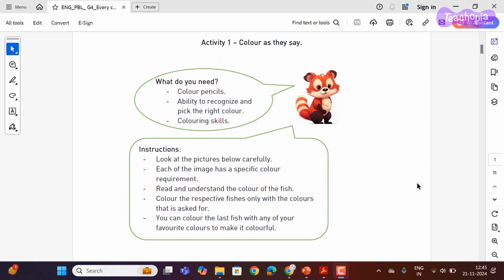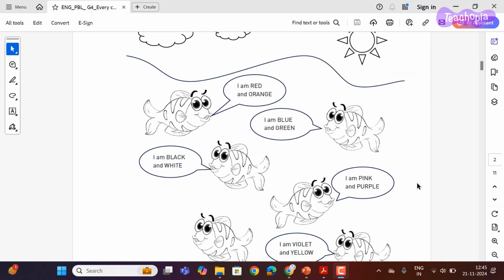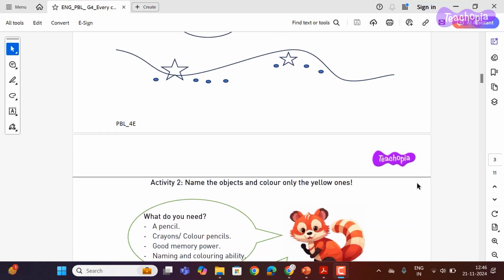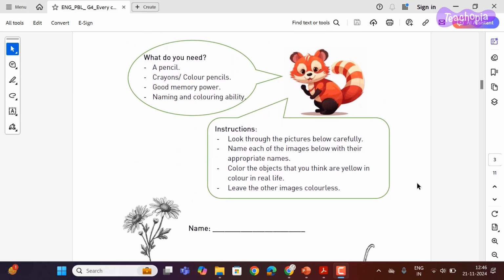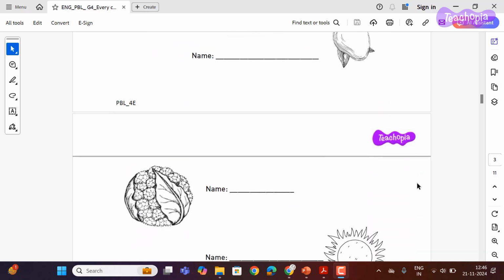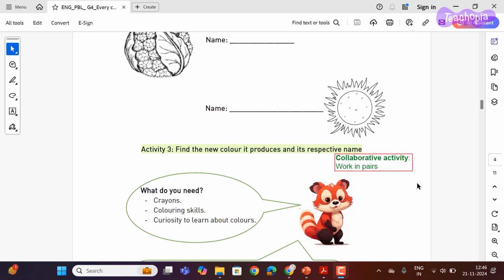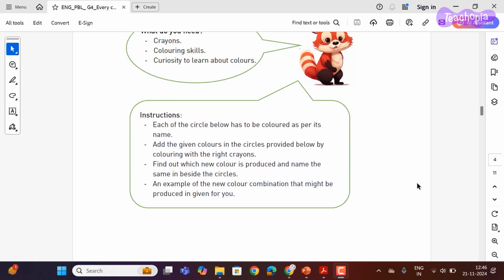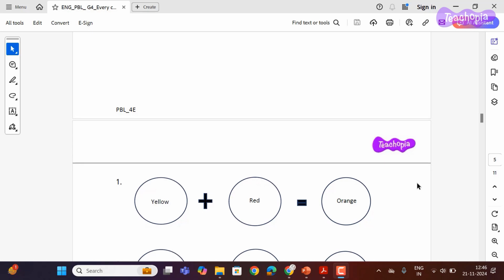It starts off with the activity 1, which involves coloring an image. The second activity also involves coloring. However, here it asks you to identify a particular color. Now, this is a collaborative activity where we produce a new color. So you can get learners to work in pairs and mix two colors and come up with a new color. They have been instructed as to what colors they can use.